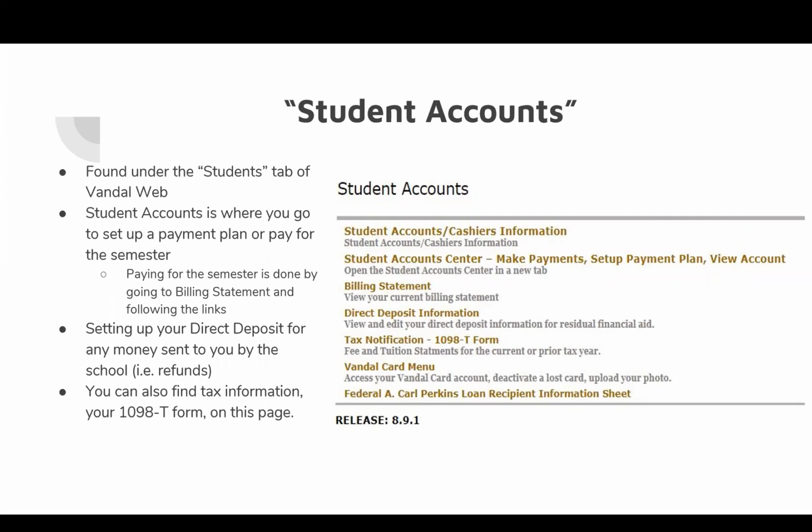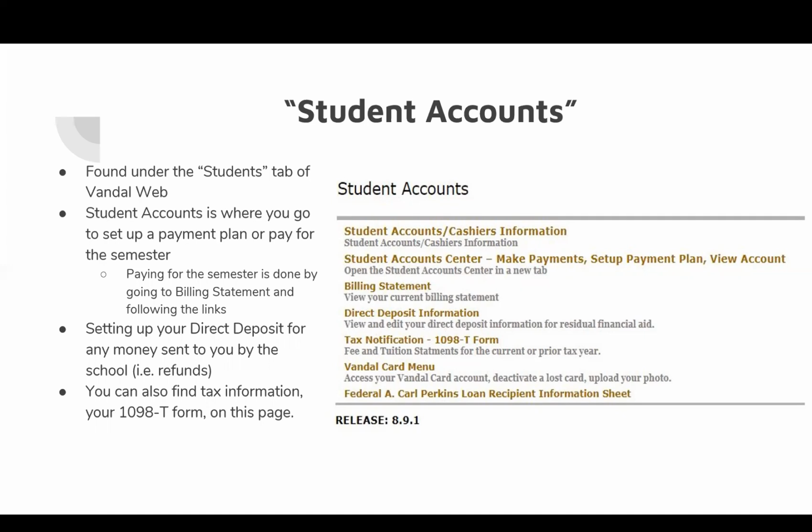Under this one, if you go to billing statement about halfway down, that's where you can view what you owe the university. And if you keep following those links, it'll let you pay through your savings account. You can also connect your savings account to Vandal Web through your direct deposit information. That'll let you get automatic refunds from the university versus having them mail you a check or having to go down to the registrar's office.